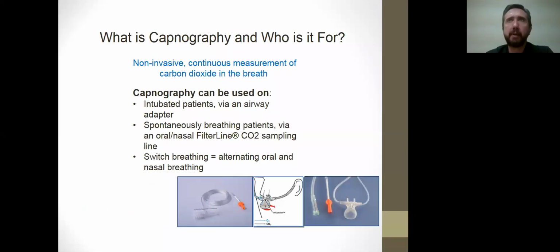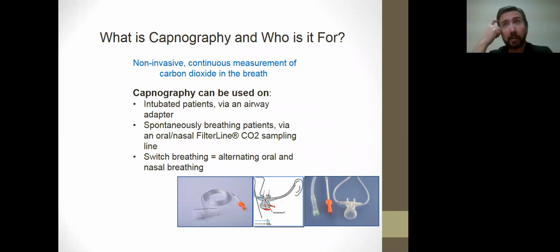So capnography, what is it and who's it used for? It's monitoring the concentrations of partial pressure of carbon dioxide in the respiratory gas. It's usually presented as a graph of expiratory CO2, which is measured in millimeters of mercury. It's plotted against time, but more commonly expired volume.